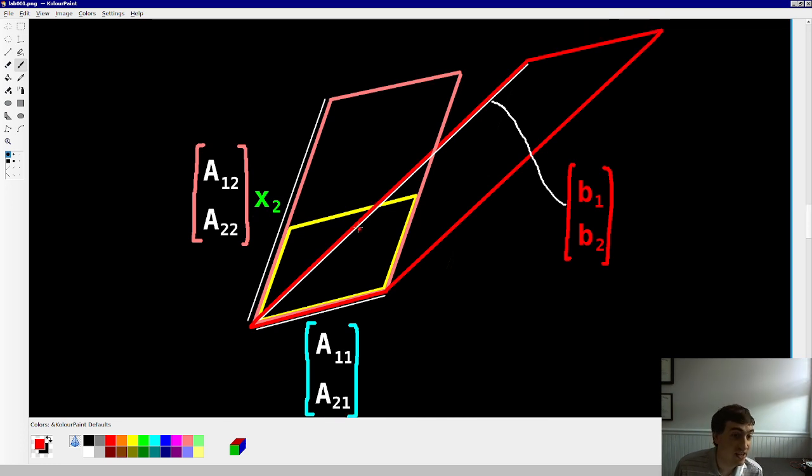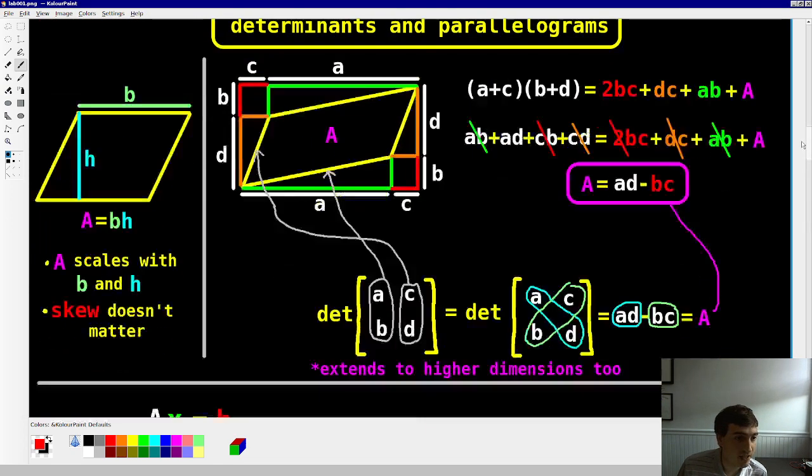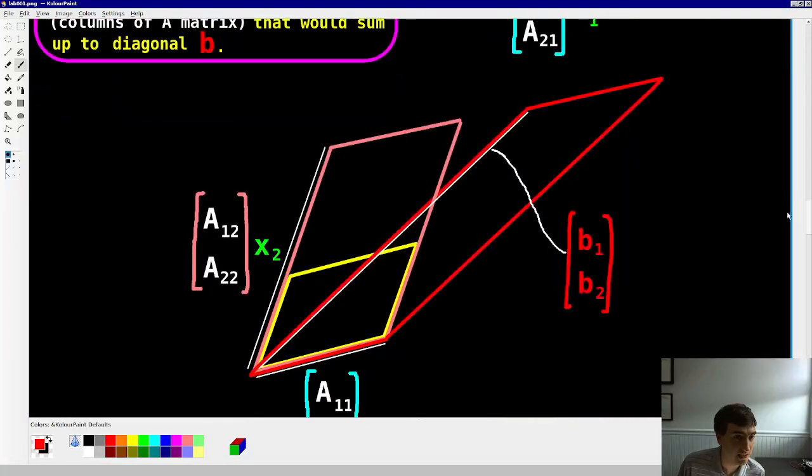Well, this goes back to that left-hand side thing that I drew before, where we said right here that the area of the parallelogram scales linearly with both base and height. So if I just change the height or the base, the area increases by that factor. If I double the height, the area doubles as well. Or if I double the base, it doubles as well in area.